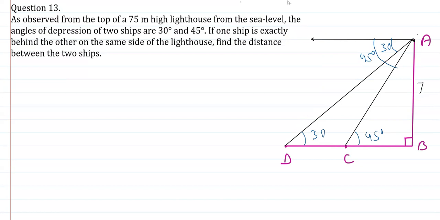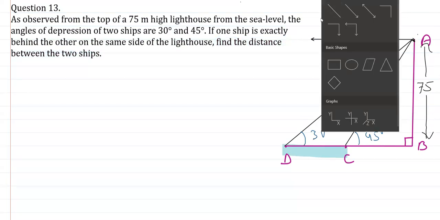We also know the length of AB, according to the question. It is 75. The length of the tower is 75 meters. What we have to get finally is the distance between the two ships. This is what we have to get. This length DC is what we have to get. So for that, we are going to apply the trigonometric ratios in the triangles.